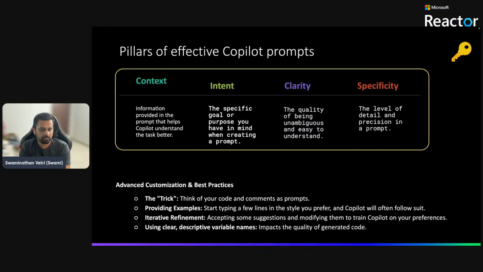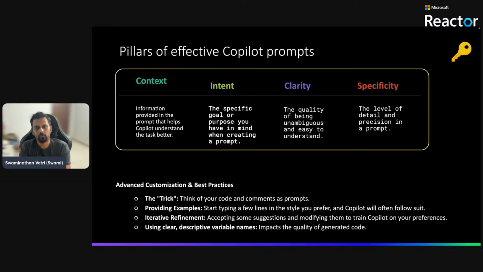All right. I think these are some of the customization best practices. The trick is to think of your code in comments as prompts, right? If you want to share certain code samples in your prompts, you can share that or put that into the Copilot instructions. And I guess providing examples will help. And of course, you might not get the right answer the first time. You might need to iterate. All right. And then using clear, distinctive variable names will impact the quality of the generated code. As they say, garbage in, garbage out, right?